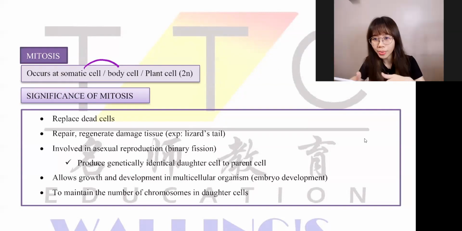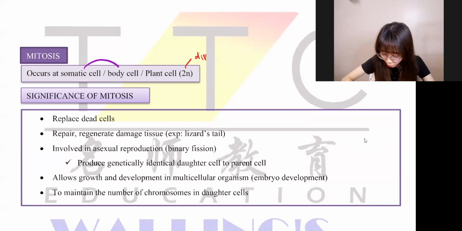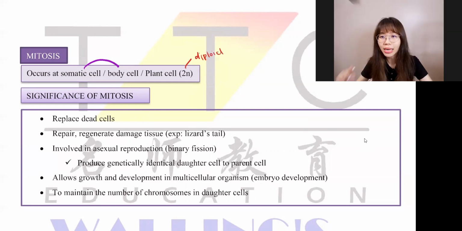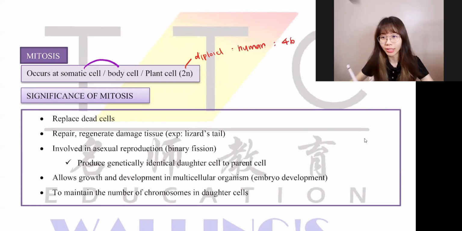And then it can also happen in plant cells. Whenever you see 2n, what does 2n represent? We have 2n and we have n. So 2n represents the diploid number. Diploid number means the full set of chromosomes. For humans, our diploid number is 46, because as a human, the chromosome number should be 46, or 23 pairs. We call it 46 chromosomes.